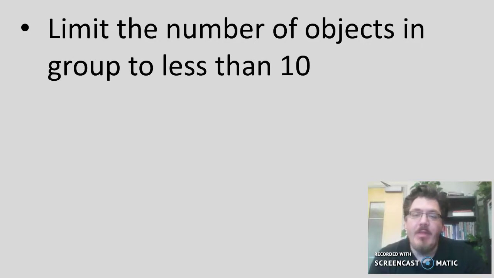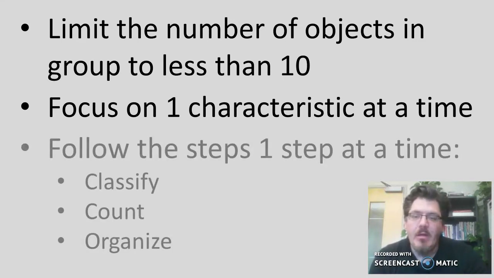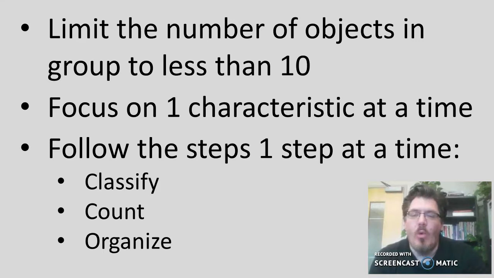We classified, we counted, and we organized. Now, here are a couple of things to note about the example we just looked at. First, the count for the individual groups was limited to being less than 10. We do not want to overwhelm a kindergarten student with counts that are too large. Second, we focused on a single characteristic for organizing the circles. In this case, we focused on color rather than size. Finally, we tackled the process one step at a time. Classify, count, and organize in order to meet all parts of the standard.